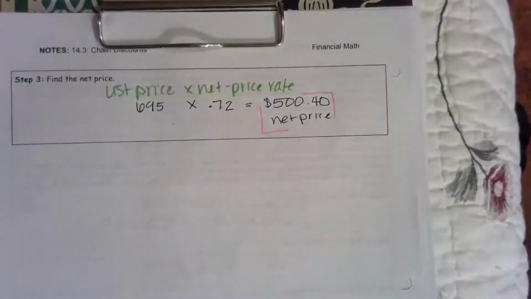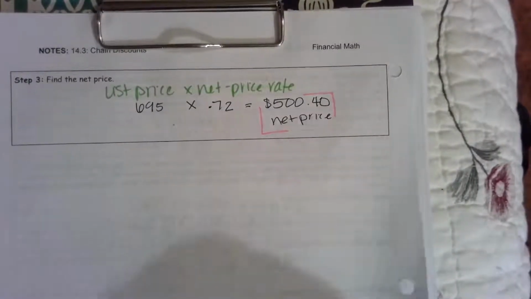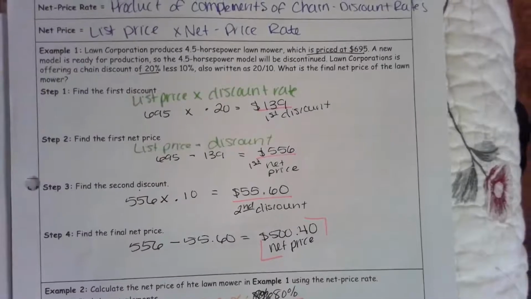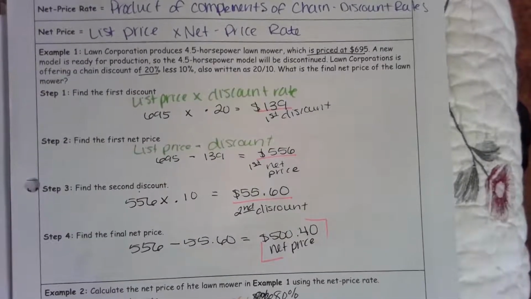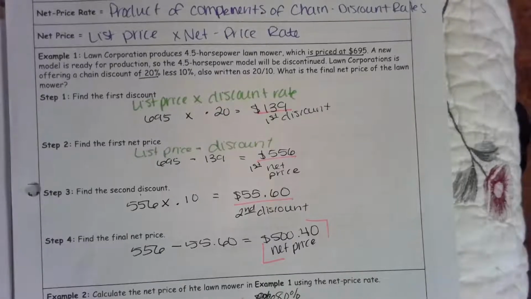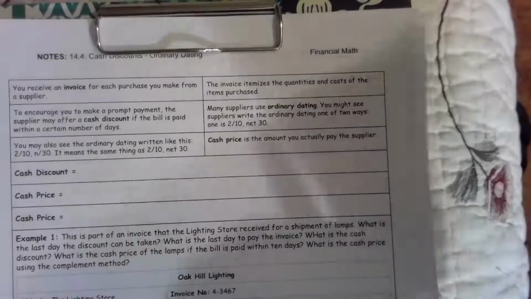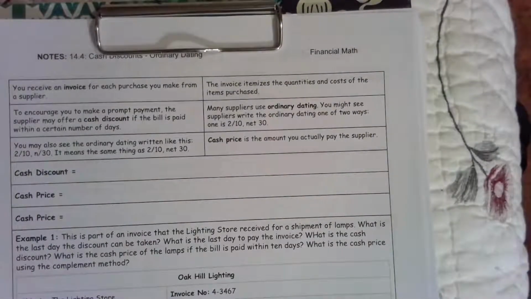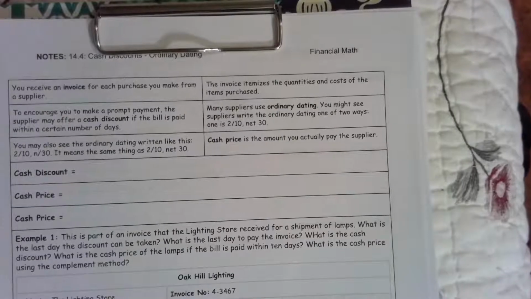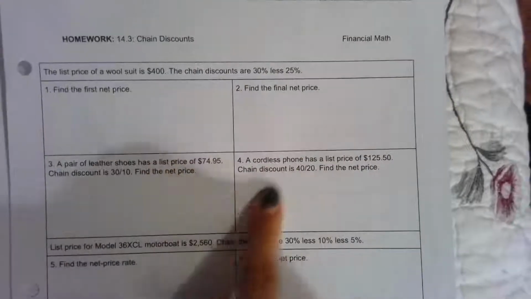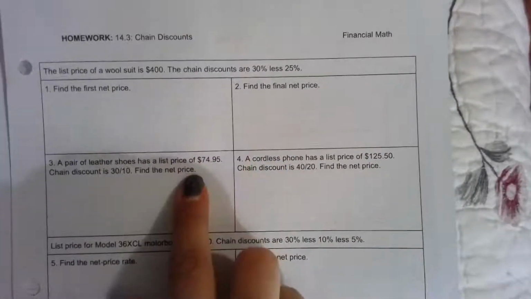Bam! If you do notice though, that $500.40 is exactly the same as this $500.40 because we were working with the exact same problem. We just did it two different methods that will get you to the exact same answer. Okay. So this first part up here wants you to do it the example one way, and then the second part wants you to do it the example two way.